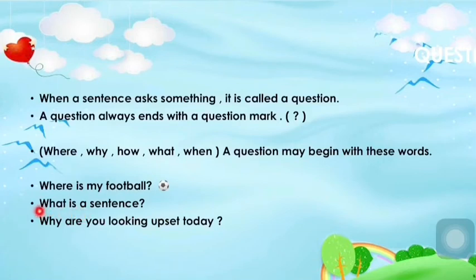This particular sentence is asking something. Why are you looking upset today? Again, since this is a question, we have placed a question mark in the end. We are asking something. We are asking, why is he upset today? Is it clear, children? Now let me tell you some more questions. How old are you? Again, I'm asking you something, so this is a question. It will start with a capital letter and end in a question mark.